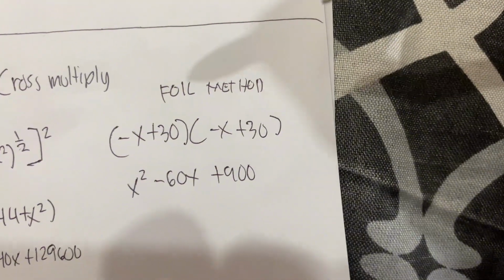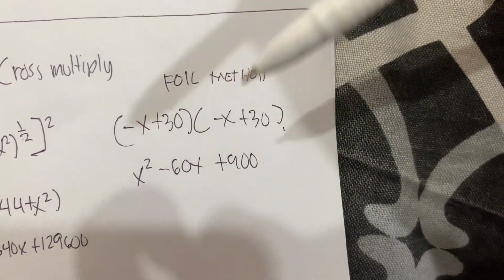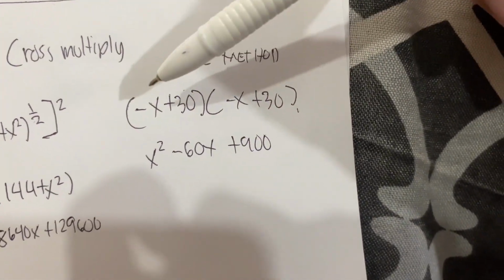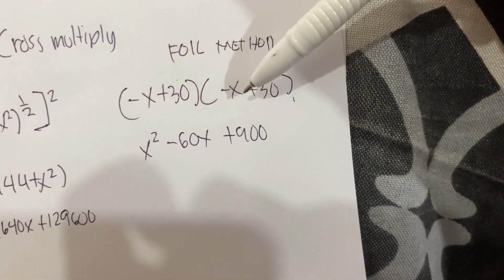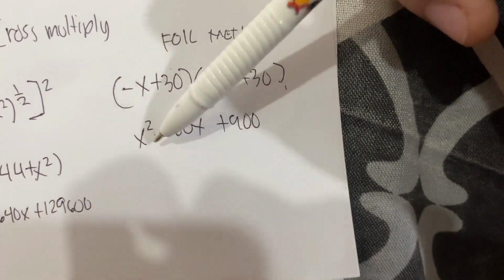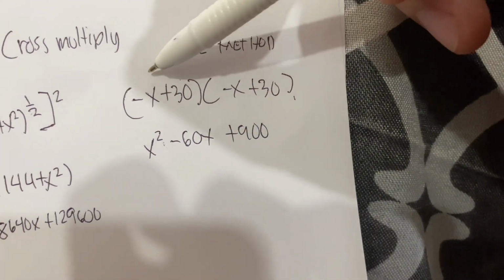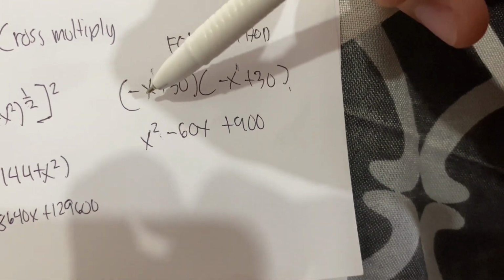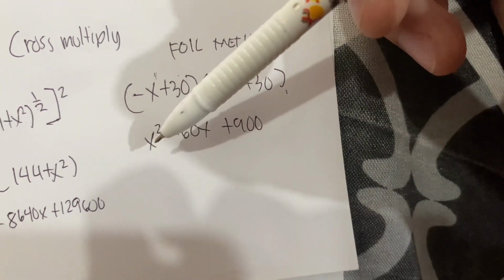And for the FOIL method, right here we can write the two equation. For the FOIL method, we can use first: negative x times negative x is equal to x squared, since negative times negative is positive, and we know that there is an exponent 1 here on both sides. Multiplying exponents, we just add them, so we have x squared.